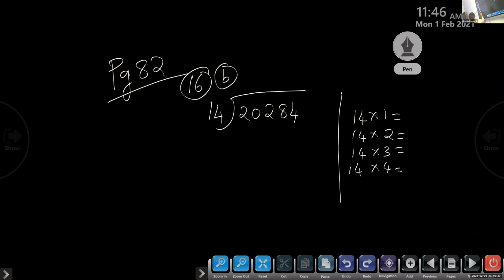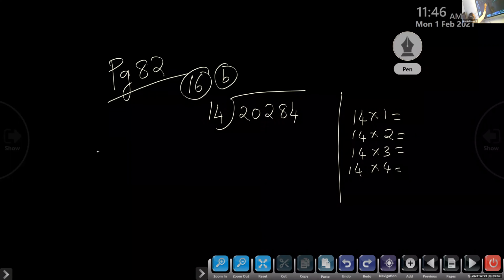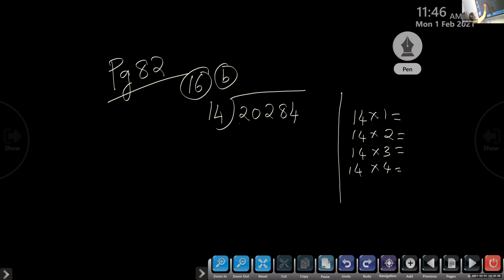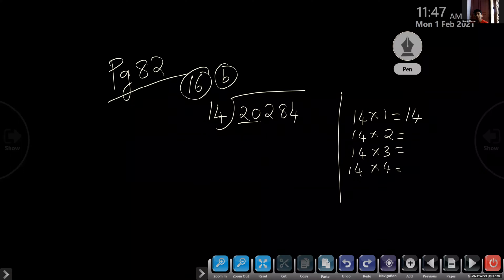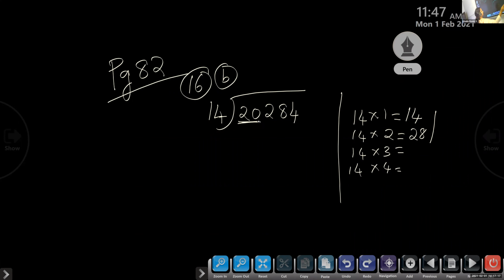Devak, can we do together? First one, here 20 is greater than 14, so we can divide. 14 into 1, 14. 14 into 2, 28. So 14 and 28. Here 20 is between 14 and 28. So what can we take? 1.